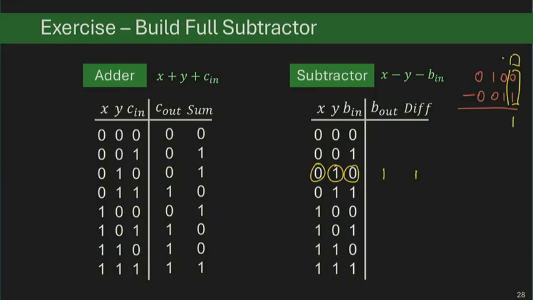So for the difference, I just started noticing that when there's an odd number of ones, it's a 1. When it's an even number, it's a 0. That's right. Yeah, that's a nice observation. So XOR actually has to work with it, but I don't know about the B out. The B out. Yeah, we'll see. We'll see.